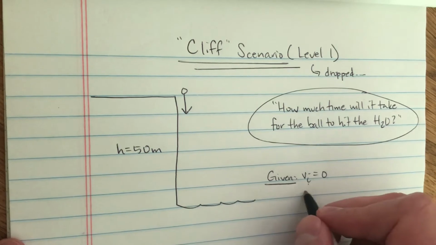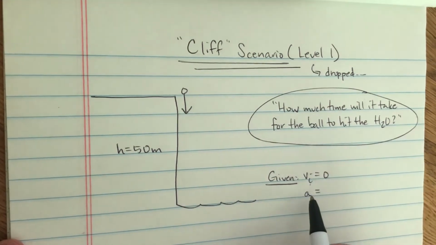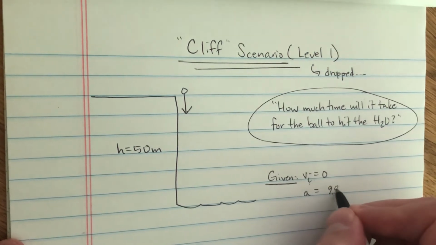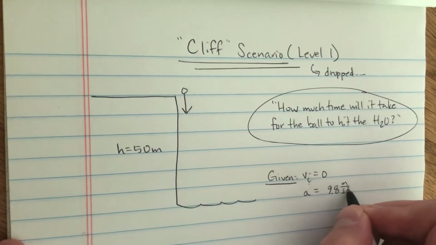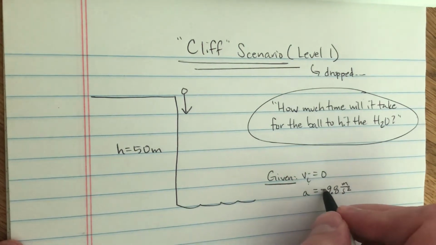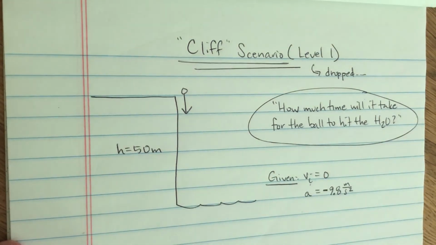Speaking of that, we know the ball is going to experience an acceleration due to the downward pull of gravity, where it's going to speed up 9.8 meters per second, or 9.8 meters per second squared, but acceleration is a vector quantity, direction matters, so we put in a negative sign to show that gravity is pulling downward on it.